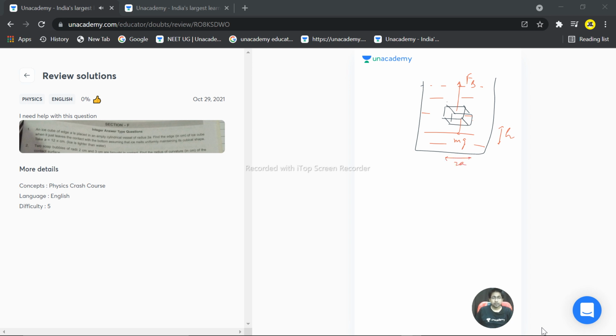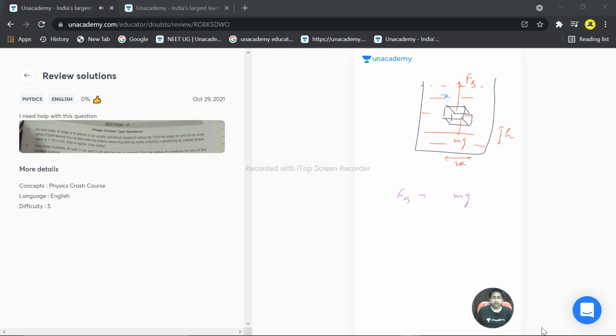So we can say that initially the cube is inside. And we can say the melted side of the cube is x. Okay, melted side we have set to be x. We can write Fb is equal to mg for the cube. This buoyant force should balance the mg.